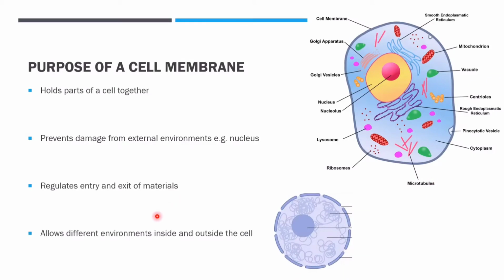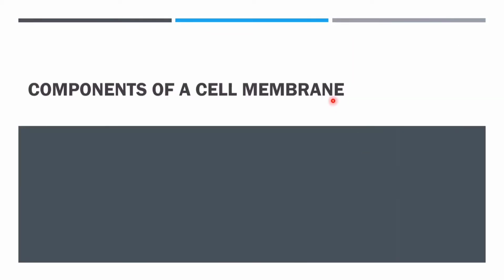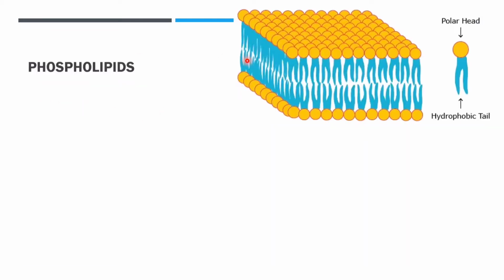It also allows different environments inside and out of the cell, so different organelles and different cells can have different optimum environments for their enzymes to work. So now let's look at the components of a cell membrane. So first are the phospholipids.